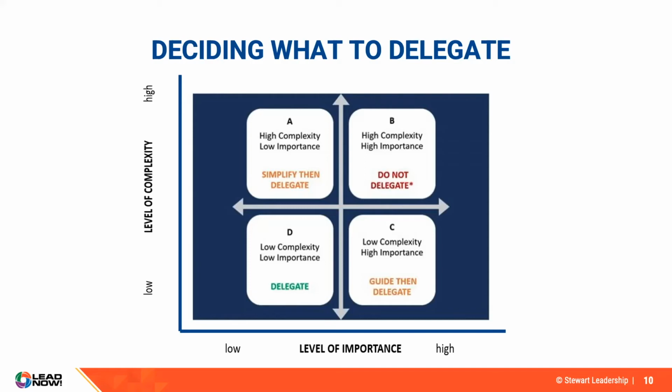All right, C, low complexity, high importance. We want to guide, then delegate. Guide the person, walk them through the steps, because this is an important task. We've got to make sure this is done well, but it's not complex. It could be something so simple in my business that I've had my kids do, highly important, right? If I'm doing a live training and I need some binders made up for my business. Now, this is not a complex thing, but it's very important. I want those binders to be in order.